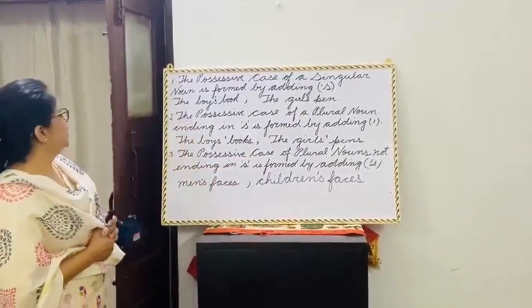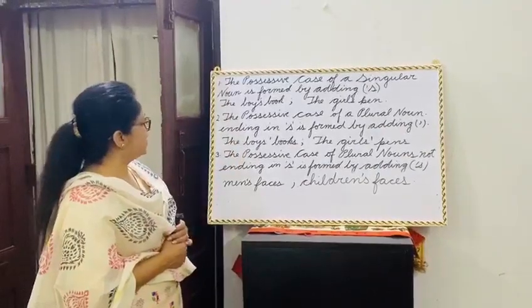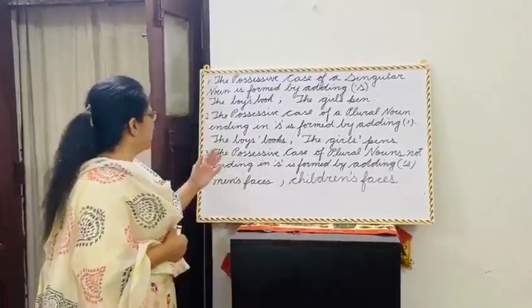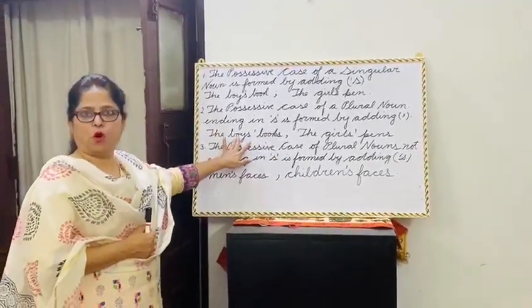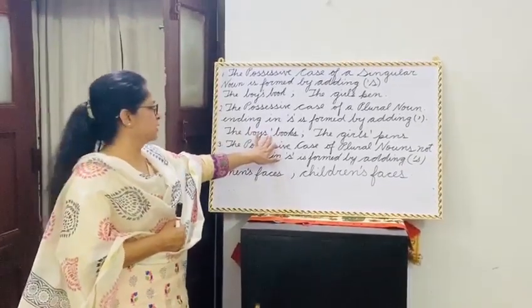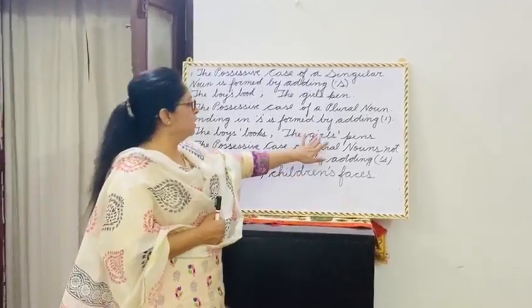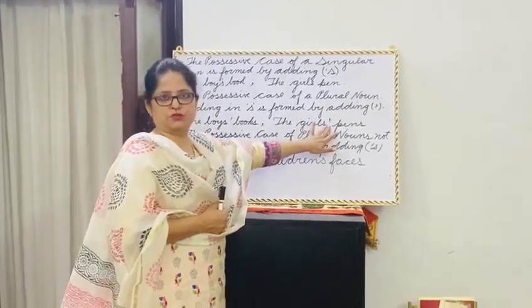The next one: the possessive case of a plural noun ending in s is formed by adding an apostrophe. For example, the boys' book. Here boys is in the plural form, so we just add an apostrophe to it. The second one, the girls' pens. Again here, girls is in the plural form, so we add just an apostrophe.